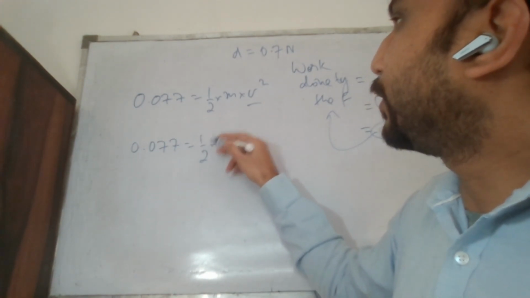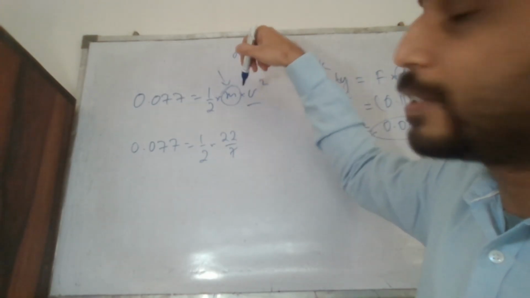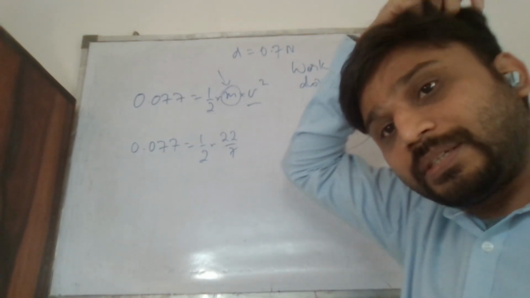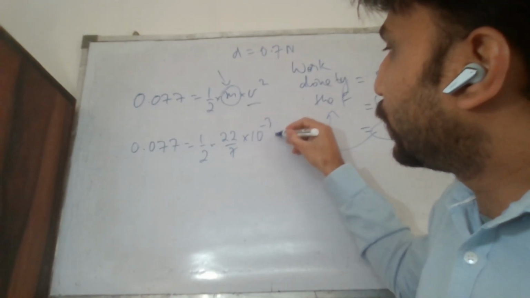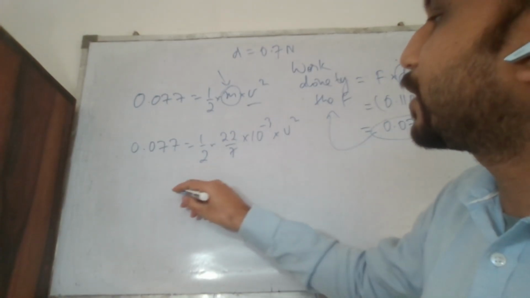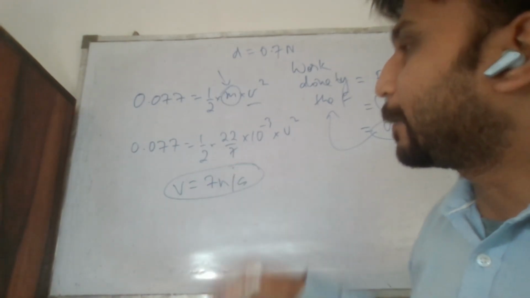So this value is equal to half into mass, 22 by 7. Now take carefully here, we have to take the mass of the ping pong ball into 10 to the power minus 3, into v squared. So again, after we calculate this, this value comes out to be 7 meters per second.